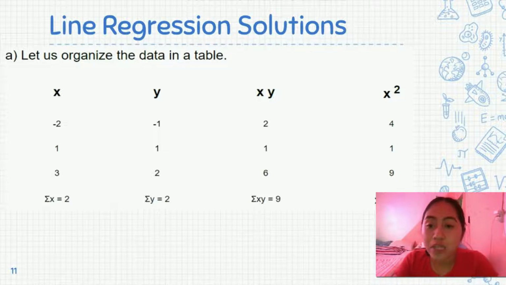So -2 times -1 will be 2, 1 times 1 is 1, 3 times 2 is 6, and then the summation of xy is 9. And then in x squared, we have the square of x: the square of -2 is 4, the square of 1 is 1, and the square of 3 is 9. And then the summation of x squared is 14.